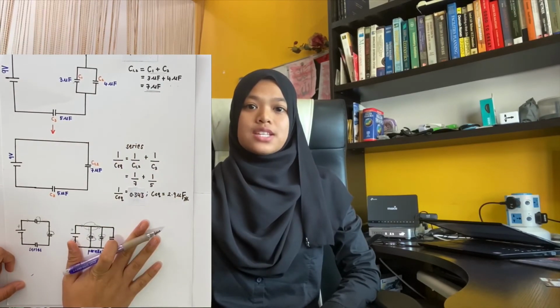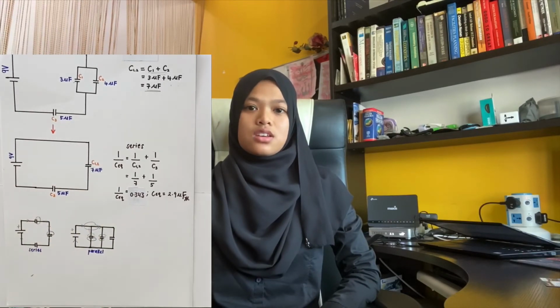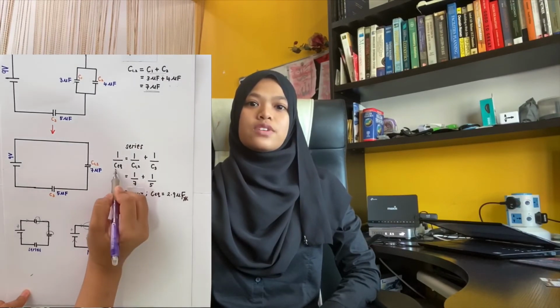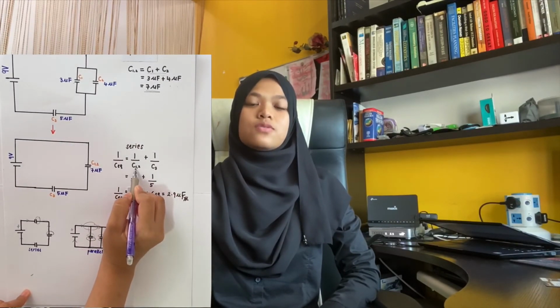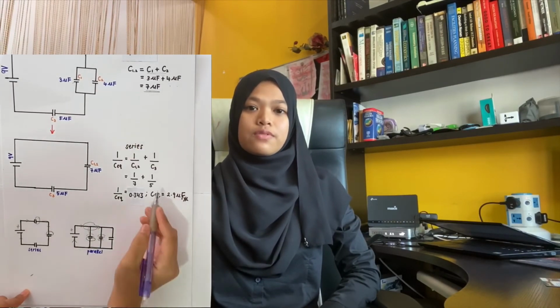Then, we can redraw the circuit into this. Now, we have all the capacitors connected in series. When we do capacitors in series, we have to use the 1 over equation. So, 1 over C equivalent equals 1 over the capacitance of 1 and 2, which we just figured out was 7, plus 1 over C3, which is 1 over 5.